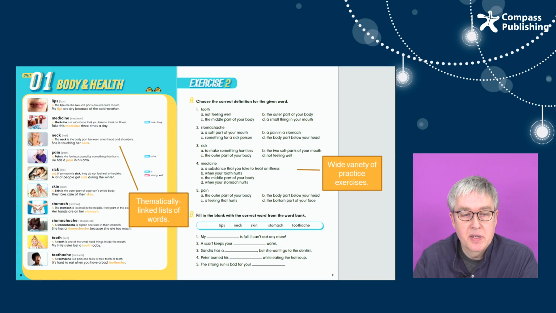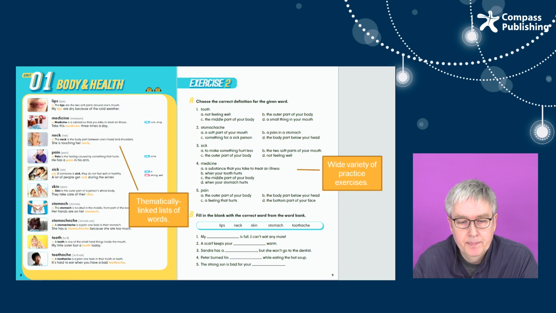Then there's a second set of vocabulary related to the same theme, and then there's another set of activities that are related to that second list. So altogether, in one unit, they're learning 20 words, and they're all related to the same theme, and they're learning them in two batches. It depends how much time you want to spend on vocabulary learning, but you could split that into several classes, or you could do it in one class.